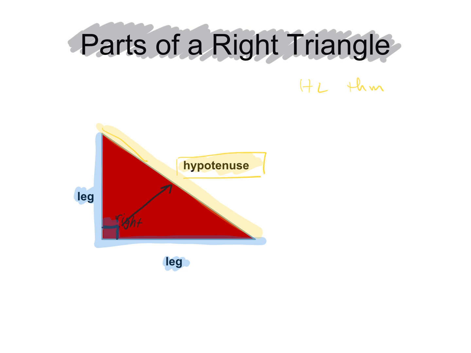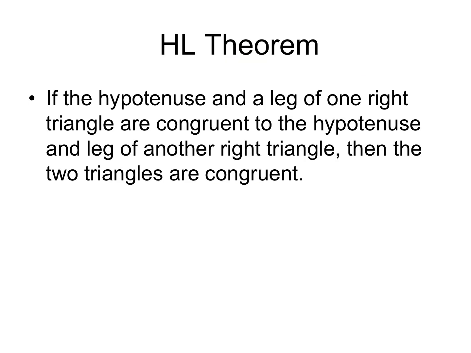And you might say, well, what does HL have to do with a right triangle? Well, let's go to our next slide. The HL theorem. Notice the HL theorem says that if the hypotenuse and a leg of one right triangle are congruent to the hypotenuse and the leg of another right triangle, then the two triangles are congruent.